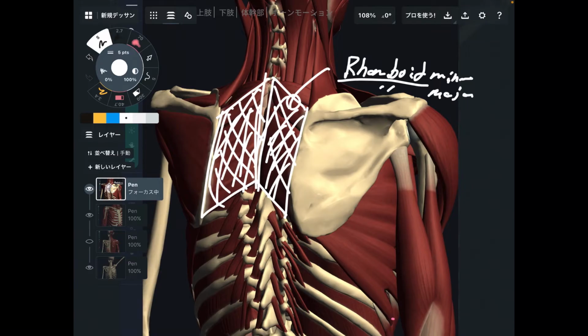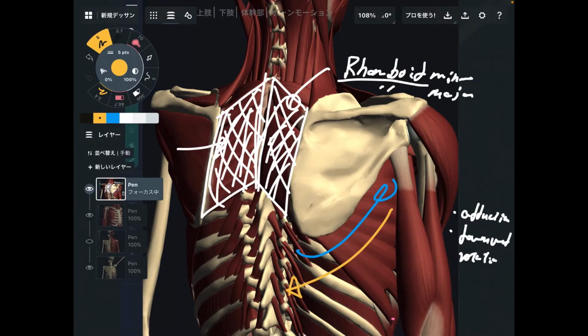Okay, what is function of rhomboid? There are two main functions. One is adduction. Do you remember? Adduction, that's when you bring scapula towards spine. Next one is downward rotation. Downward rotation is opposite of upward rotation. Upward rotation is this way. Thus, downward rotation is this way.